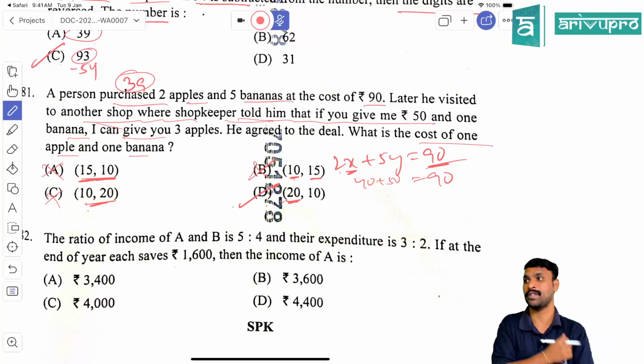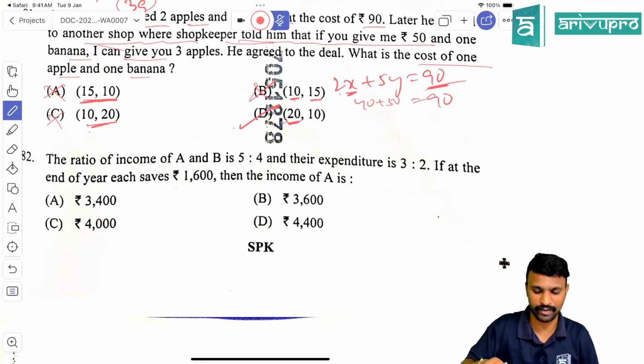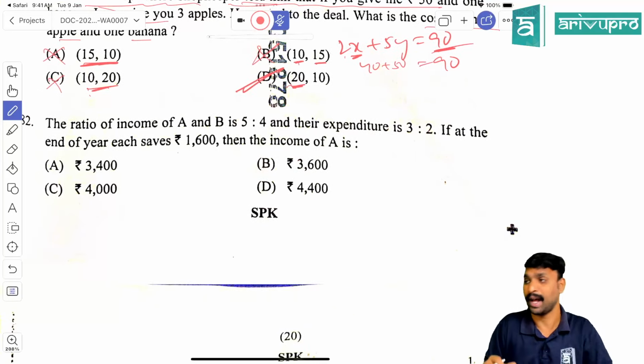Only this option satisfies the sum of 90. That's the right answer, because the sum is not satisfied by the other 3 options. So option D itself is the right answer. You need not check the other condition.